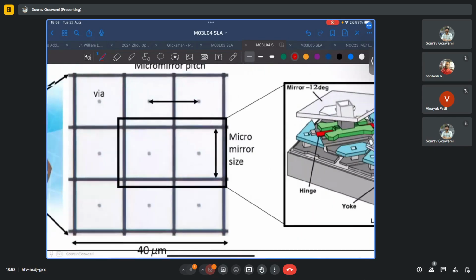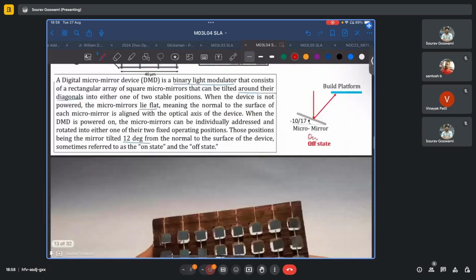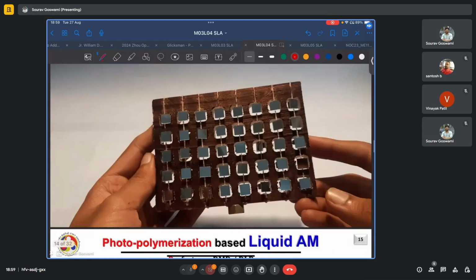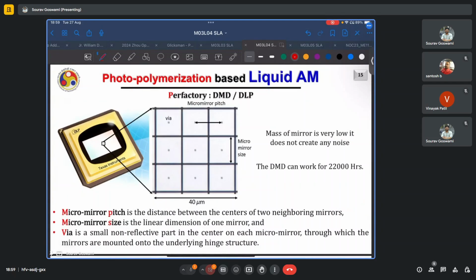And here is a schematic of the mirrors, and there are certain terminologies to be covered here. They are also described in later slides. Professor Kapil also showed an ingenious, say, macro scale reconstruction of the DLP technology, which I found highly entertaining and educational. Now, the mass of each of these micromirrors is again very low and does not create any noise. As we already said, the DMD has quite a significant lifetime of up to 22,000 hours.